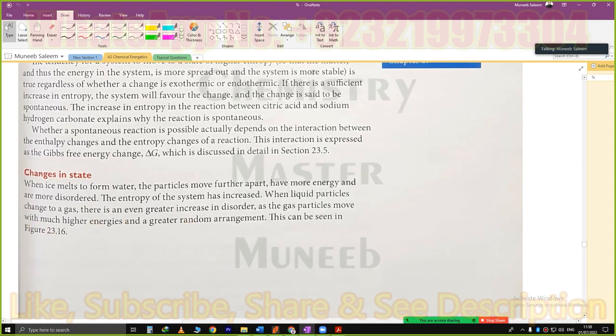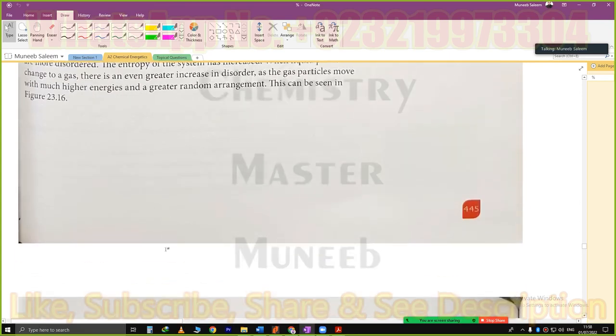Then we have changes in state. When ice melts to form water, the particles move further apart, have more energy and more disorder. The entropy of the system has increased. When liquid particles change to gas, there is an even greater increase in disorder as the gas particles move with much higher energies and a greater random arrangement.